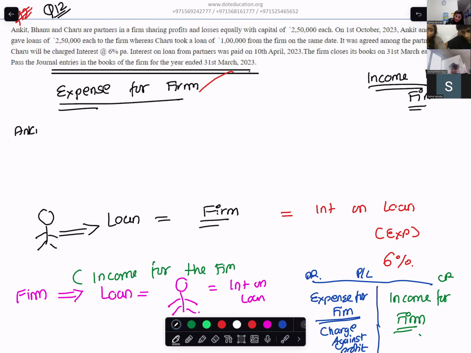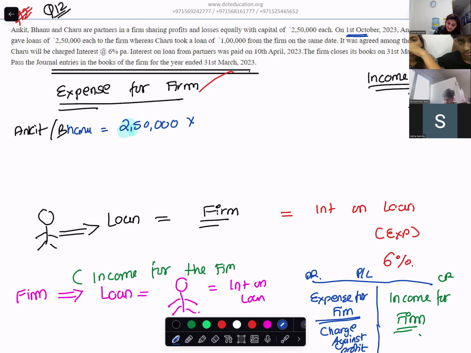Ankit and Bhanu both have given a loan of 250,000. Please do along with me if you want to. Which date? On October 1st, 2023. October, November, December, January, February, March. How many months? For 6 months.